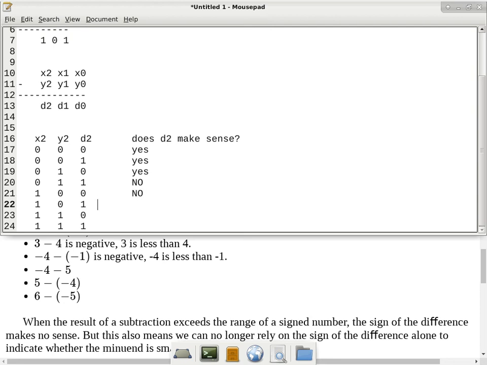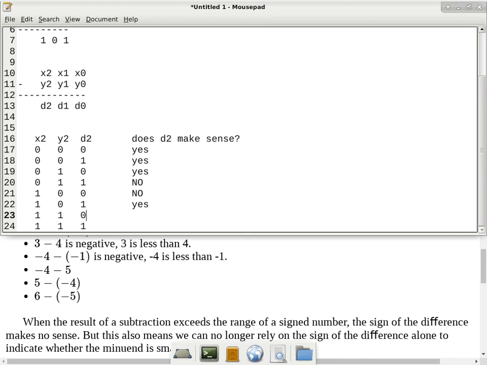And what about this guy here? We are subtracting a non-negative quantity from a negative quantity and end up with a negative quantity. Does that make sense? Yeah, okay. Negative 1 minus 1 is negative 2. Yeah, sure, makes sense. Okay, so we say yes.